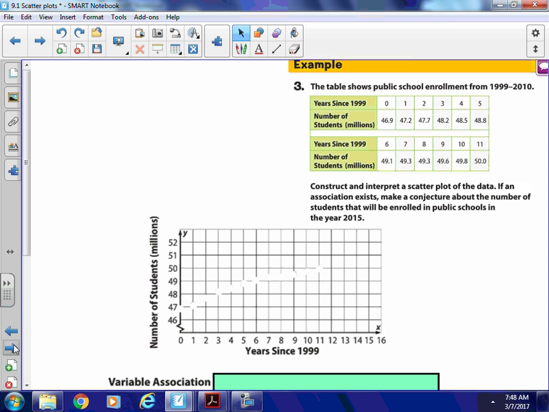If I plot those points, and you know they're already plotted, right? All right, there they are. And hopefully you can see that at year 0, which is really 1999, we're just below 47. And at year 1, we're at 47.2, so just above 47. And I have no doubt you can plot this data yourself if you needed to.